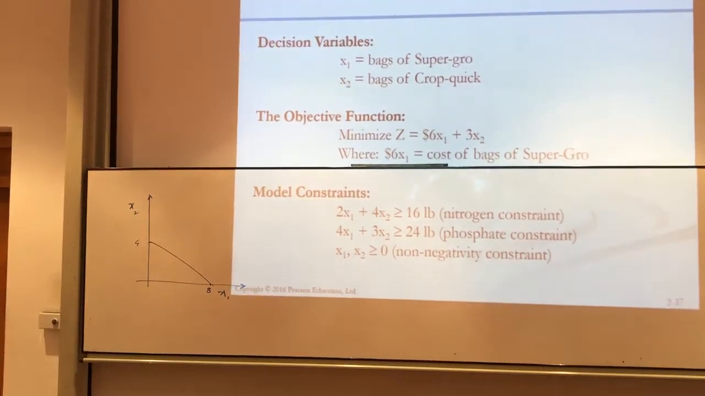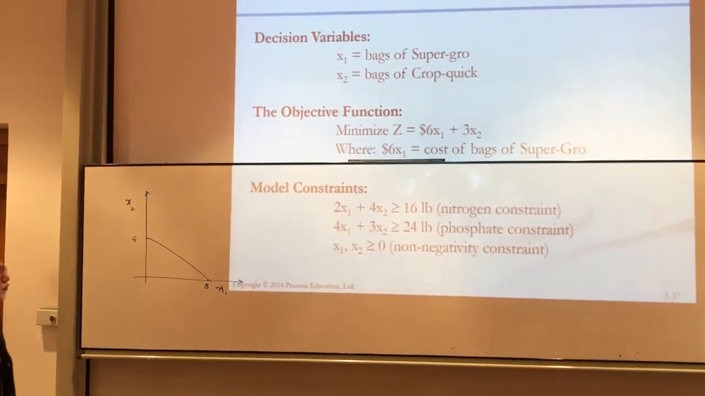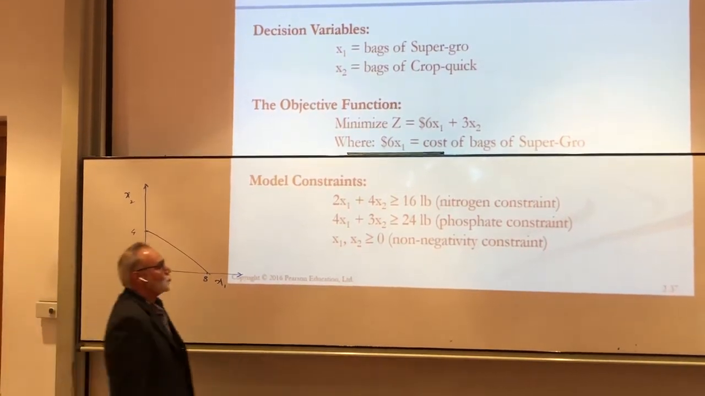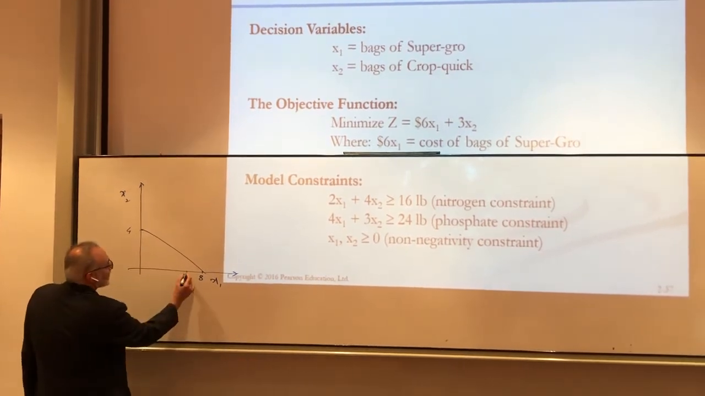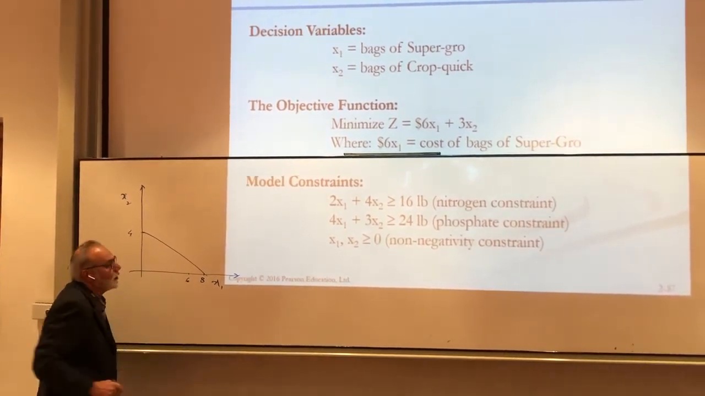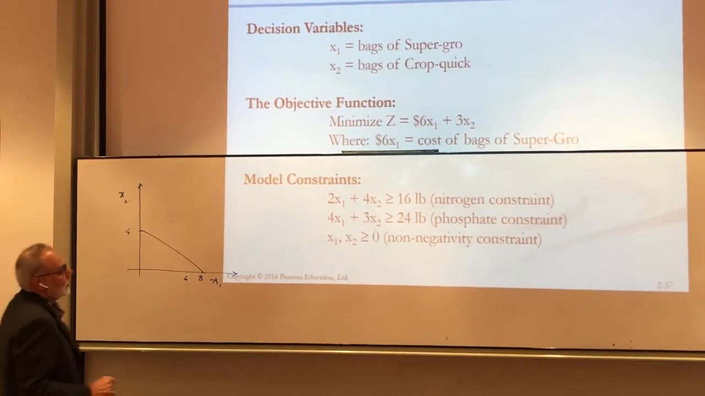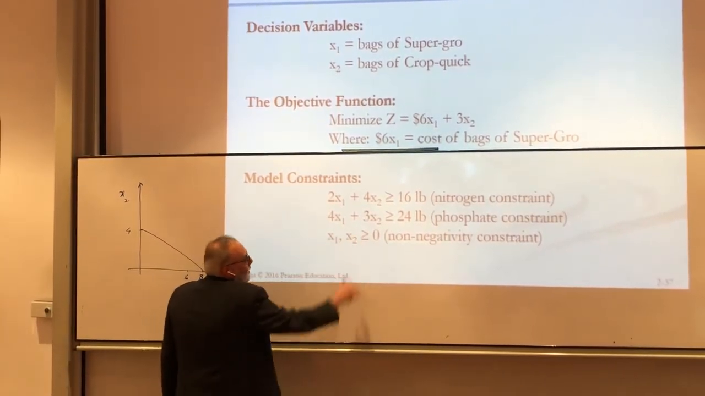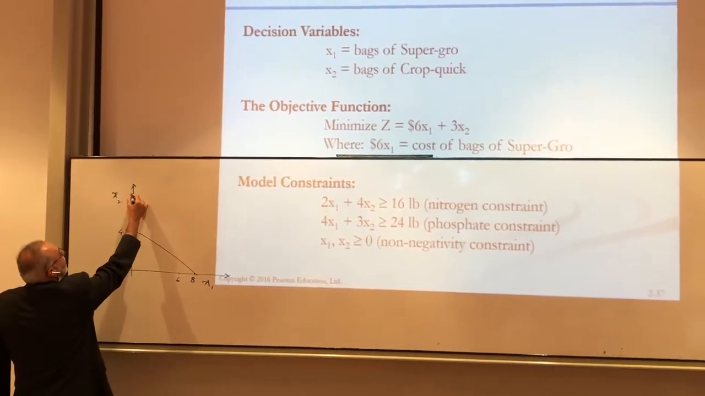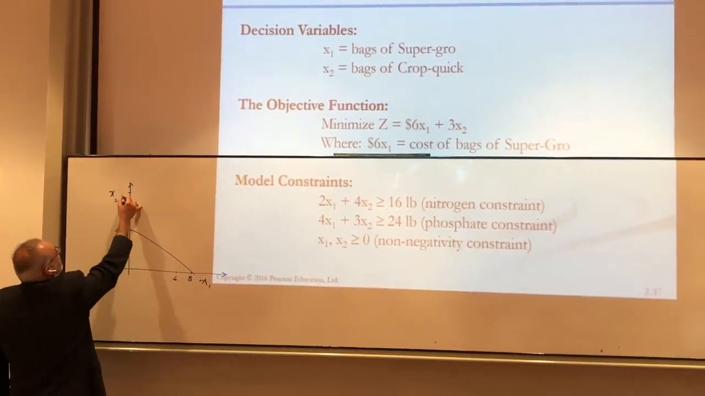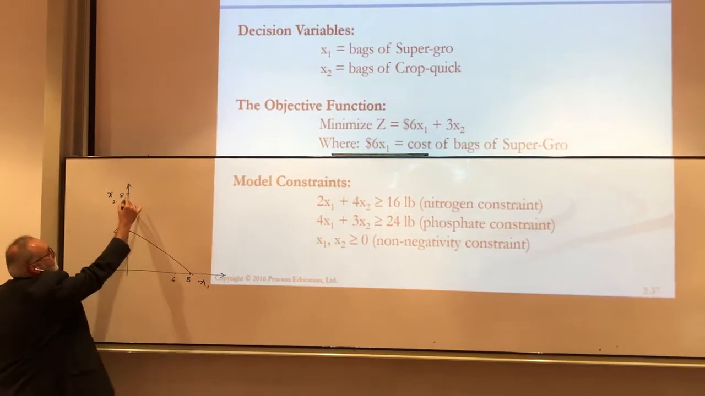And then we have 4X1 plus 3X2 equal to 24. When X2 is equal to 0, X1 will be equal to 6. So let's say this is 6. And when X1 is equal to 0, X2 will be equal to 8. So let's say this is double of that, 8 here. And join them.